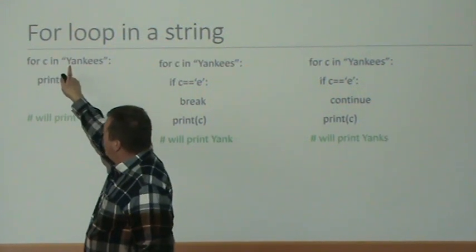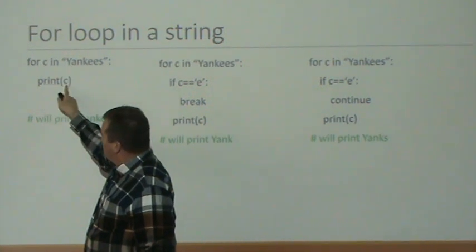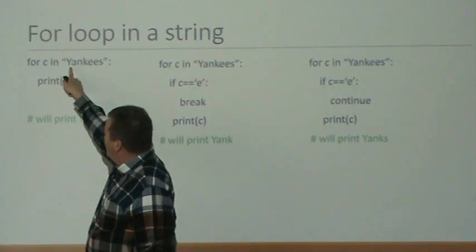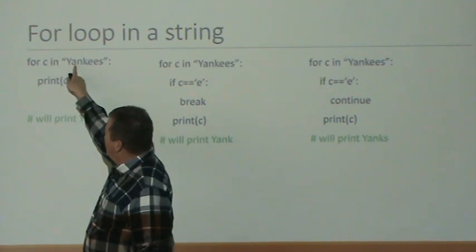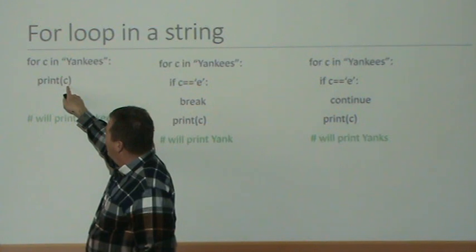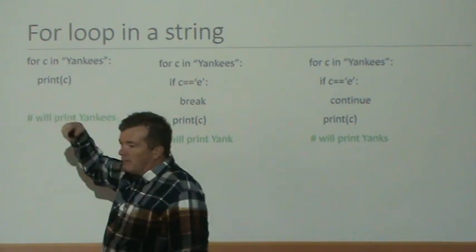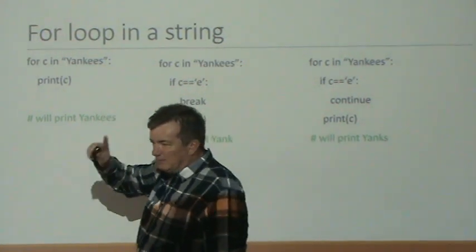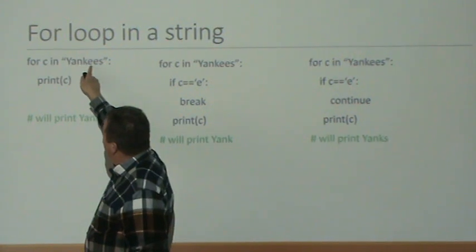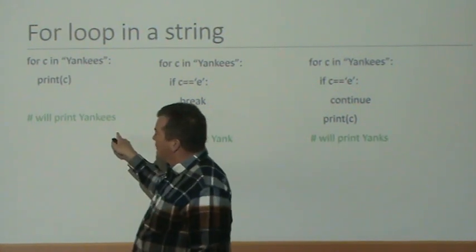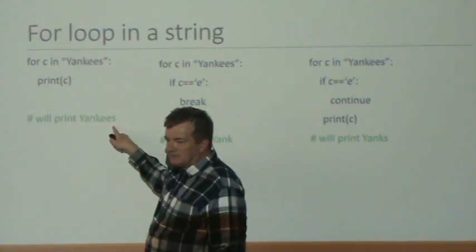And so the value of C will equal capital Y the first time through. And I'm going to print the character. So it'll print a capital Y. And then C is going to become A, and it's going to print A. So basically the variable C, which the runtime environment understands is a character, a string of one letter, is going to take on each one of these values and print it out. So this code, this for loop, would print out Yankees.